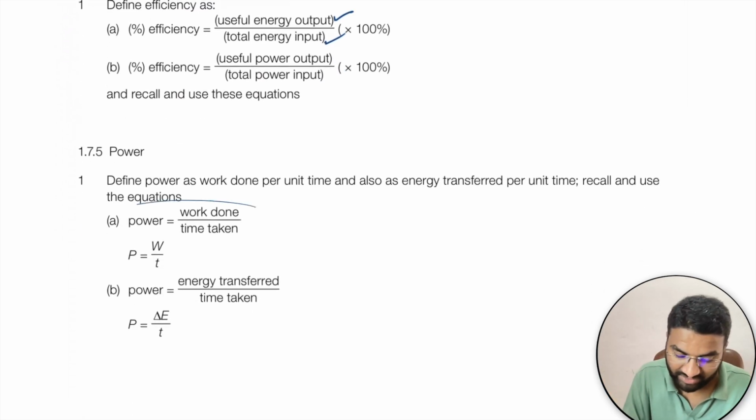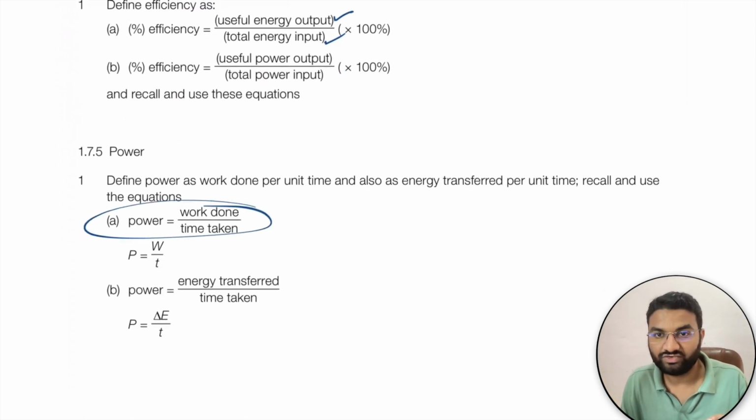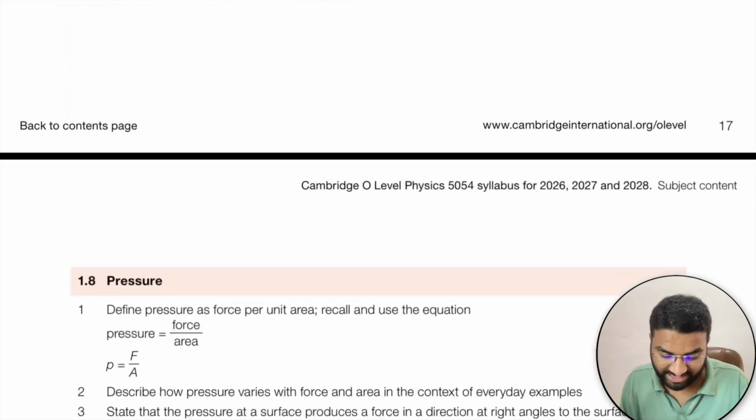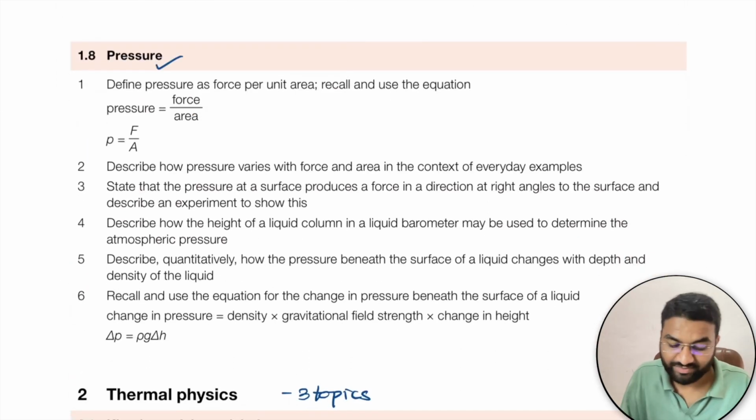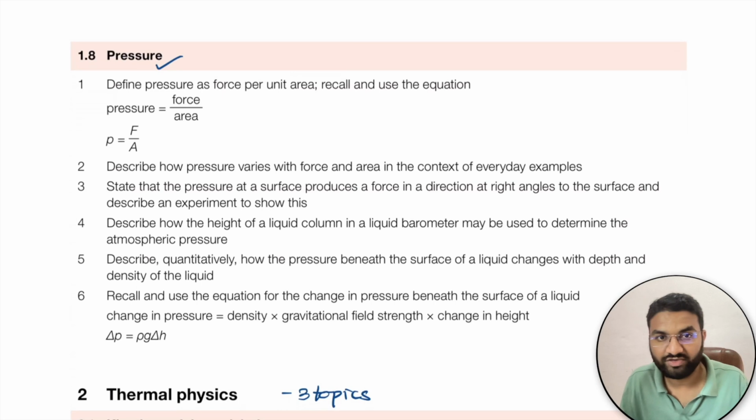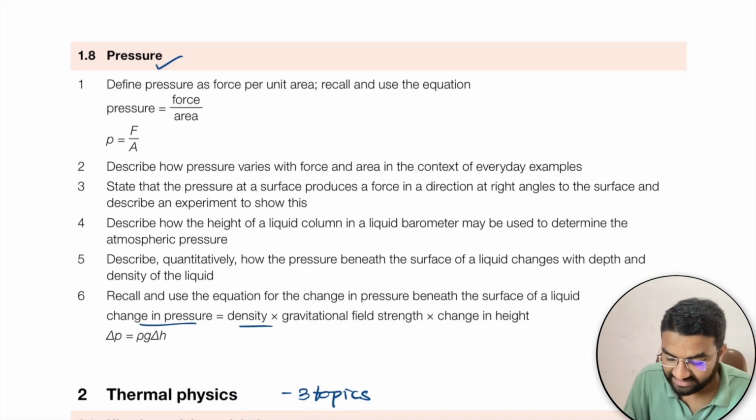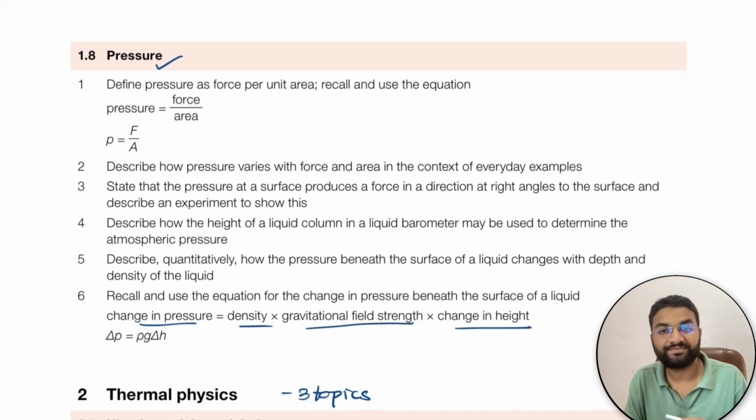Then the power concept. Power is nothing but work done over time taken. Then the last one is pressure. Pressure is force per unit area. You have to understand pressure in liquids, in a general normal object, and in air. The change in pressure is density times gravitational field strength times change in height, rho g h. Based on these concepts you also have to understand numerical questions.